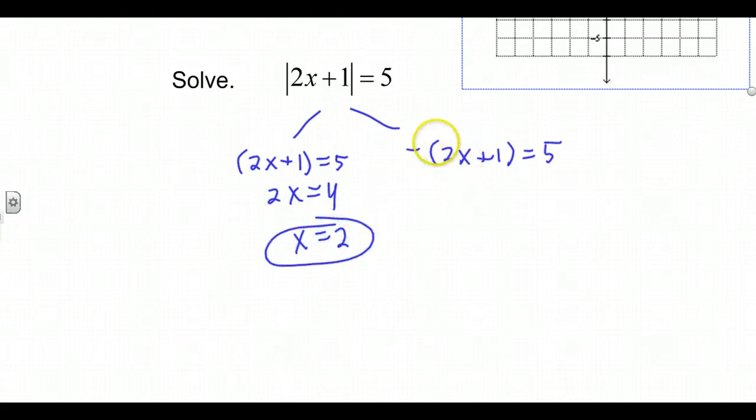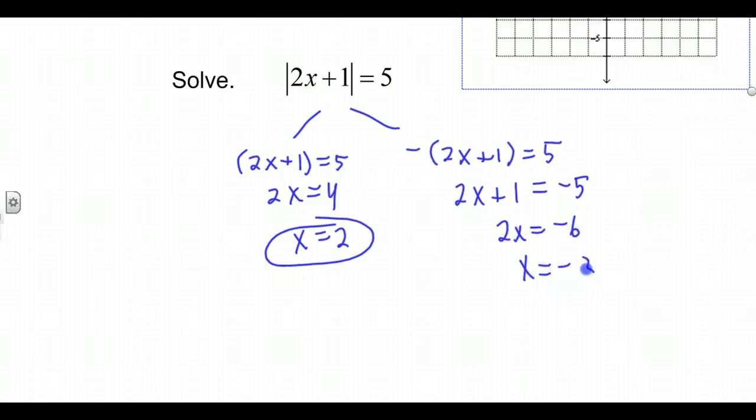And over here you have a choice. You either distribute the negative or you divide both sides by negative 1. I'm going to divide both sides by negative 1. I get 2x plus 1 equals negative 5. Subtract 1, 2x equals negative 6, and then divide by 2, x equals negative 3. So no surprise that we got two solutions. Notice they're not exactly opposites of each other. Sometimes students would just think, oh, well, 2 is a solution, so negative 2 must be.